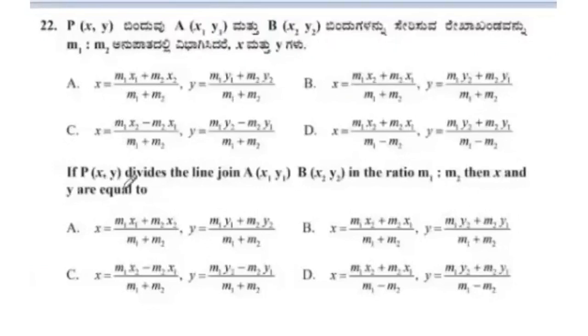22nd question, if P x, y divides the line A x1, y1 and B x2, y2 in the ratio m1 is to m2, then x and y. So this is the section formula, which is nothing but m1 x2 plus m2 x1 by m1 plus m2, m1 y2 plus m2 y1 by m1 plus m2. Correct option among these four is B.